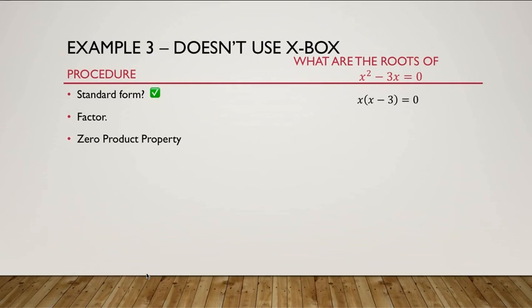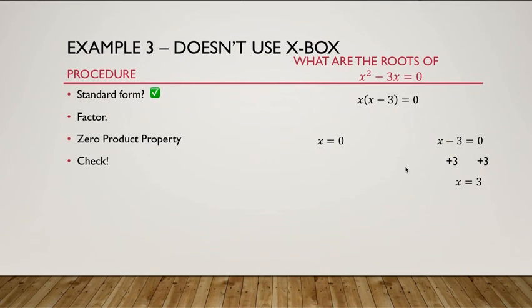Then again, we can use the zero product property. So I'll set my x, which was outside here, that x needs to be equal to 0, and the x minus 3 is set equal to 0. x equal to 0 is already done. For x minus 3, I would add 3 to both sides, so x would equal 3.